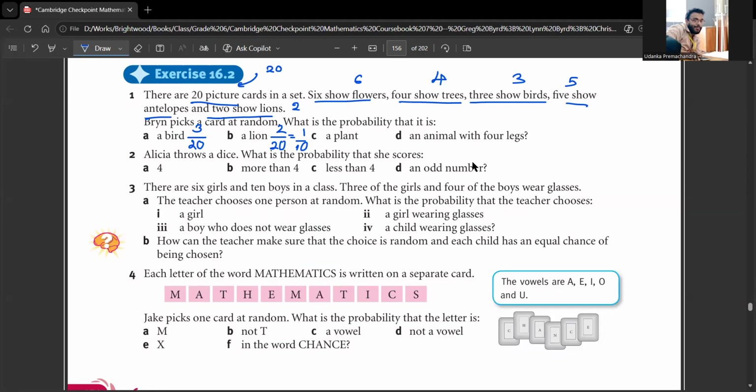Yes. A plant. Plant means trees. How many trees? There are 4 out of 20. 4 out of 20, you can simplify. Divide by 4. It's 1 over 5.